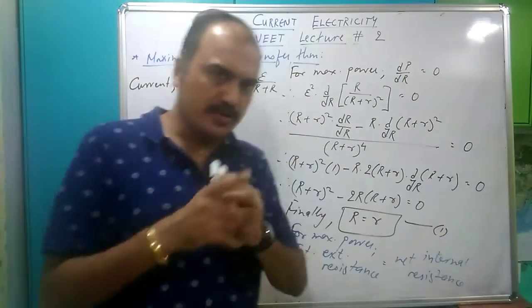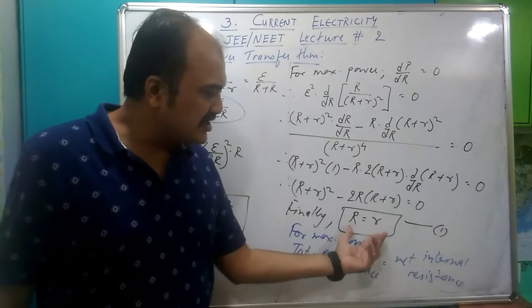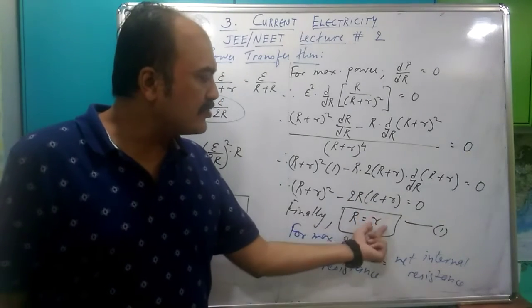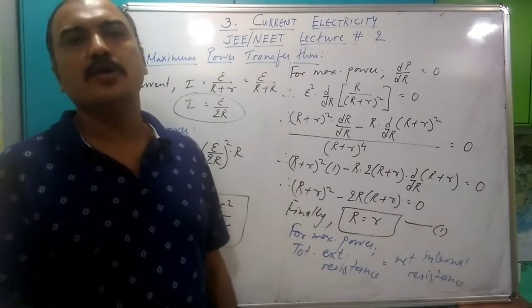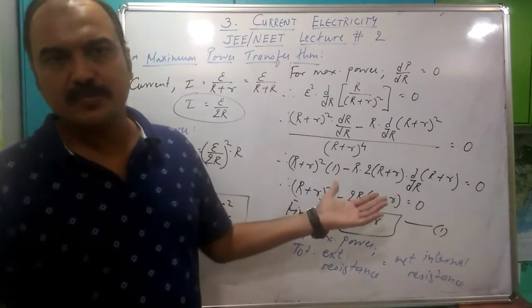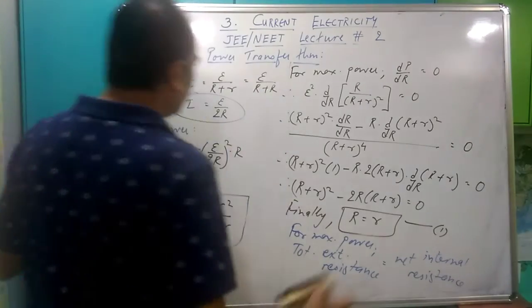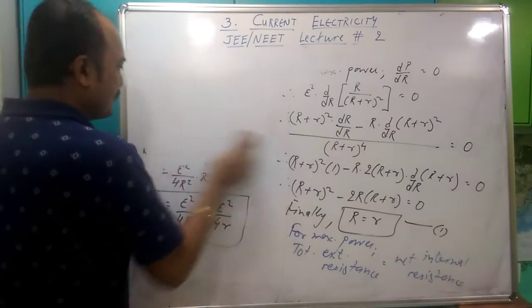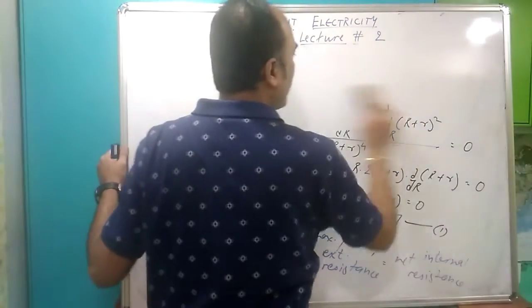So whenever you see the word maximum power or maximum current, always remember this is what they want you to use. So the total external resistance has to be equal to the net internal resistance for max power to be generated, for max power to be transferred. And this is the equation for max power. Let us move on. We go on to Wheatstone bridge, and very beautiful ideas of a Wheatstone bridge there.